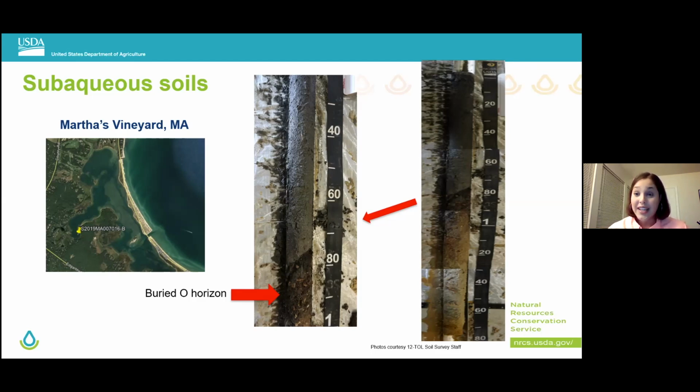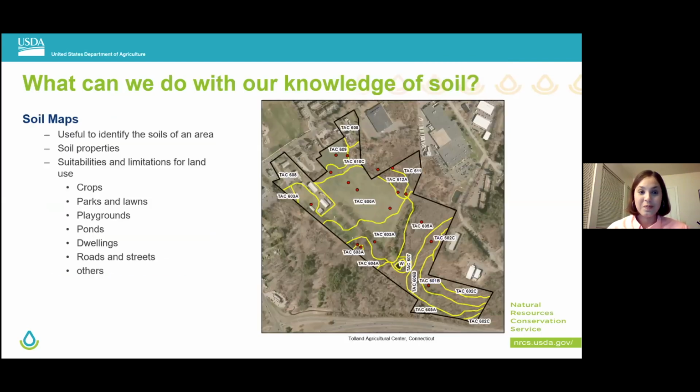So it could be the sea level that is rising. We know sea level has been rising for a very long time. And when the sea level rises, it's bringing more sediment with it. So now the organic horizon that was the surface before is being covered by more material. So this is an example of what we see under the water on the coast, subaqueous soils.